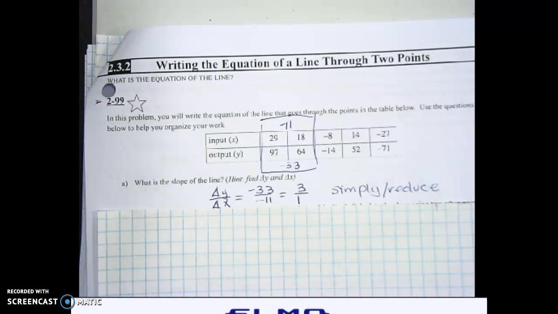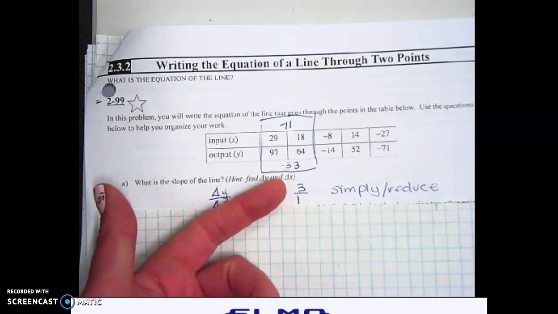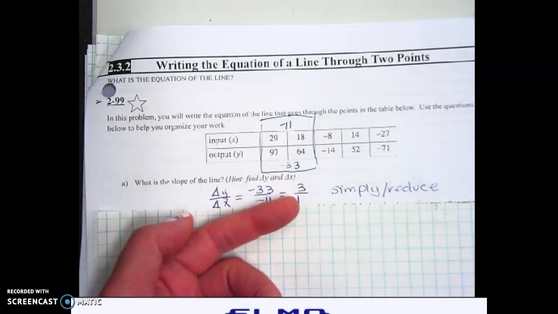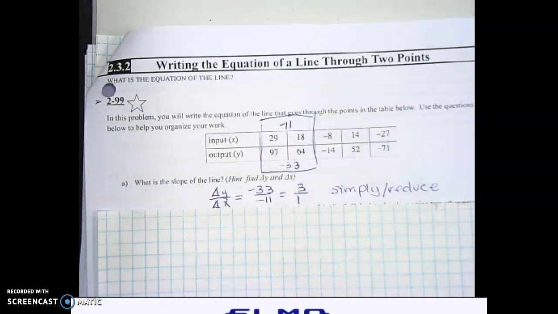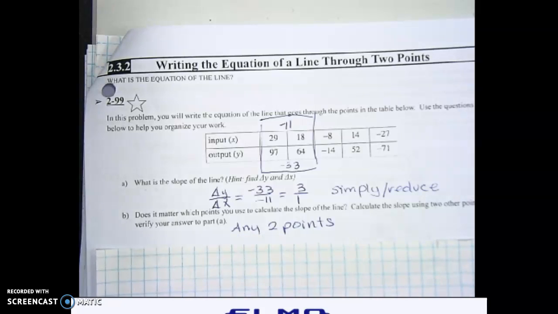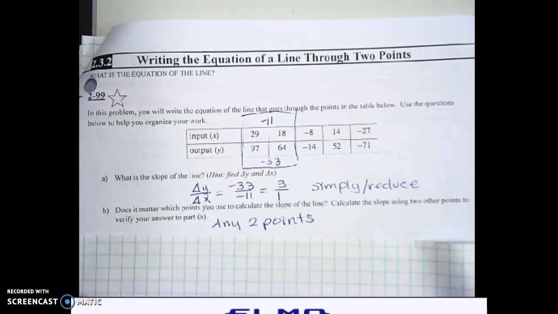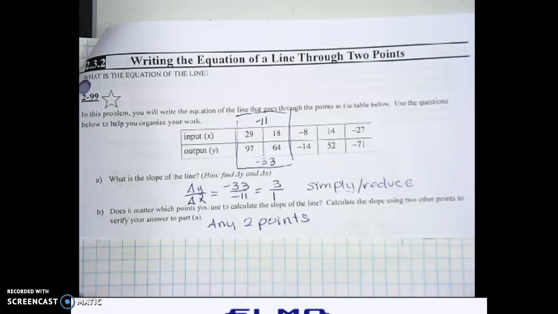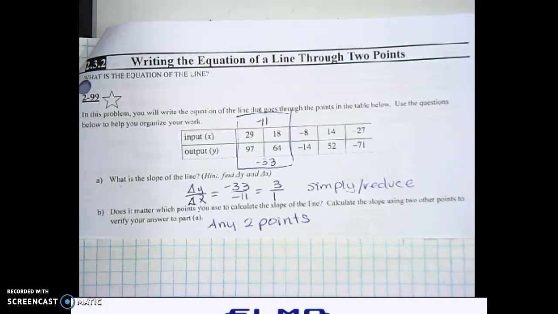Okay, do you have to write a 1 in the denominator of a slope ratio? No, but it's good to do it when you're talking about slope so you remember to go over 1. Okay, this is going to tell us to go up 3 over 1, up 3 over 1. Okay, part B says, does it matter which points you use to calculate the slope of a line? Did it matter which 2 points I picked? No? And then calculate the slope using 2 other points. Okay, we didn't do that.